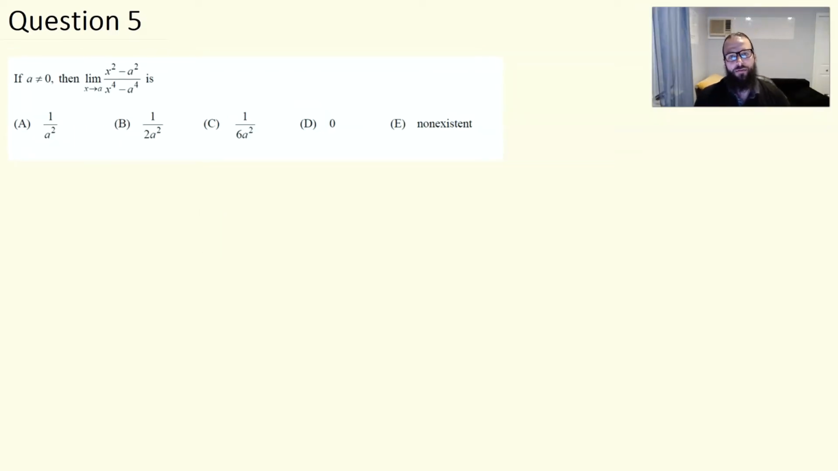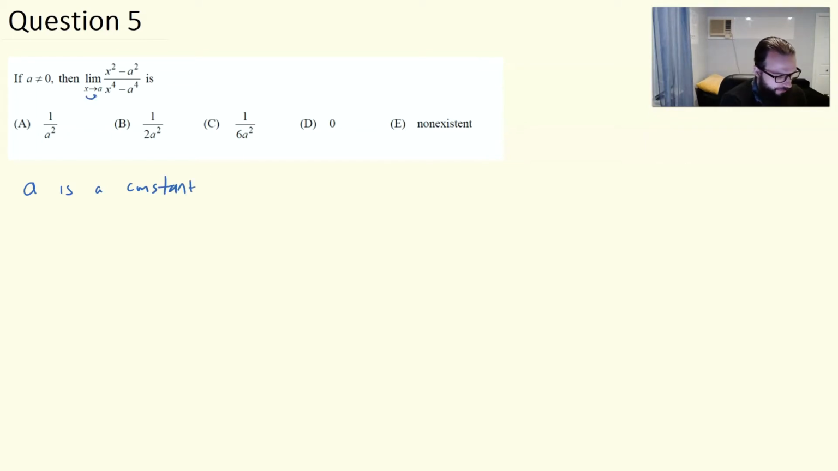This is question number 5 on our chapter 1 limits quiz. And here we have a limit as x approaches a. So here we have, if a is not equal to 0, then the limit as x approaches a of x squared minus a squared over x to the 4th minus a to the 4th is what? So a is a number. It's a constant in this case.